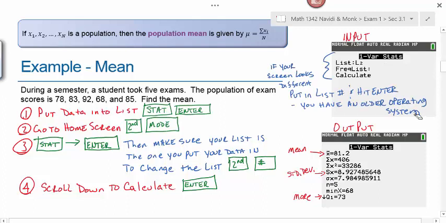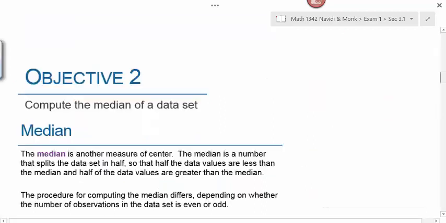If your screen looks different, after you see the one variable stats on the home screen, put in your list number and hit enter. It just means that you have an older operating system, and there's nothing wrong with it. It still works. It's just that your commands are going to be slightly different, and what you write on your calculator formula sheet should be slightly different from what everybody else writes as well. That's another reason that I want you to hand write out your calculator formula sheets, because they'll be customizable based on what your calculator is.